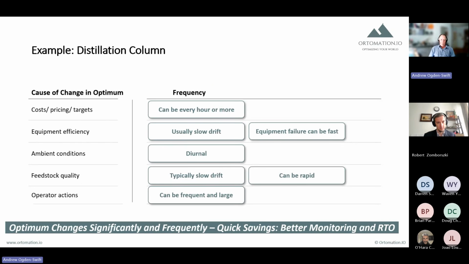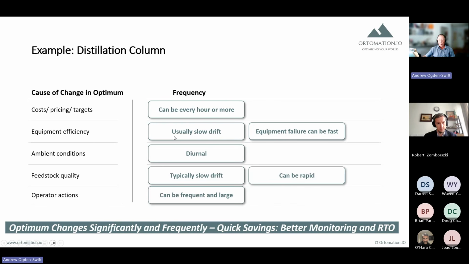So if we think about the causes of the change in the optimum and how often they change, and again, this is probably true across most unit operations on a manufacturing site. The first one is obviously costs, product pricing, and then operating targets coming down from supply chain. Supply chain probably not too frequent, maybe daily or weekly, but depending on the nature of your source of energy, your costs of energy could be changing every hour or so and can be changing quite significantly.